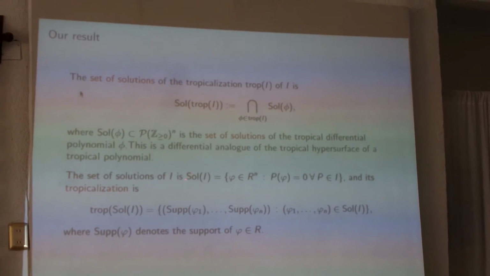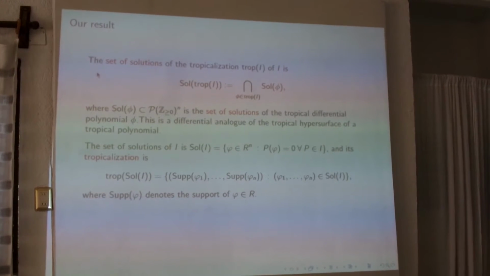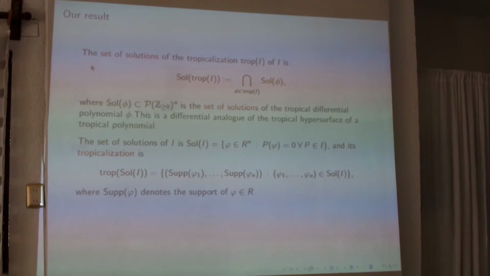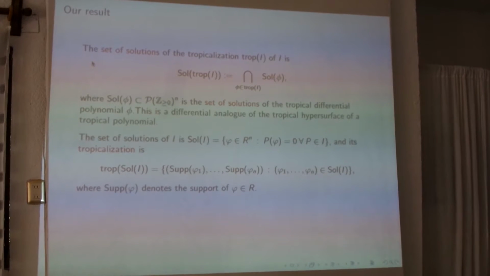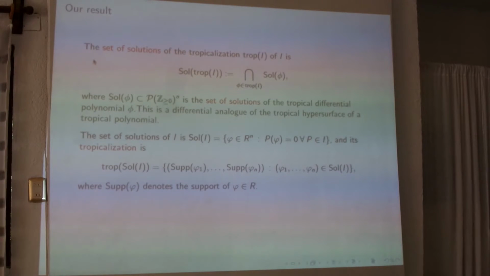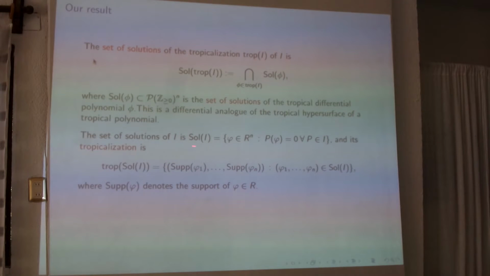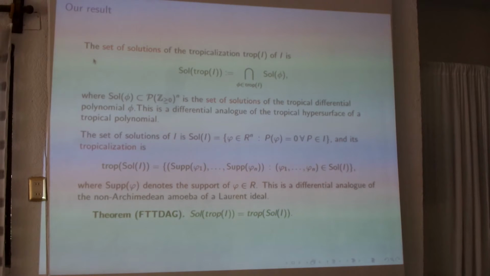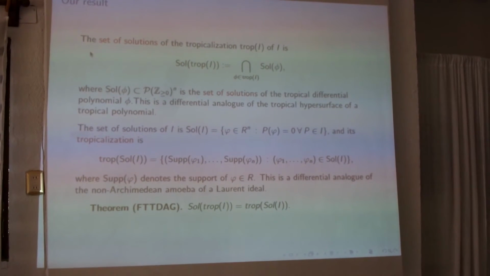I will define also the set of solutions of I, which is a differential ideal in a ring of differential polynomials, as the points in the ring, the n-tuples in the ring, such that this point annihilates every polynomial in the ideal. And I will define its tropicalization as the support of all these series. This will be a differential analog of the non-Archimedean amoeba of a Laurent ideal. What is a Laurent ideal? An ideal in the Laurent ring, the ring of Laurent polynomials.